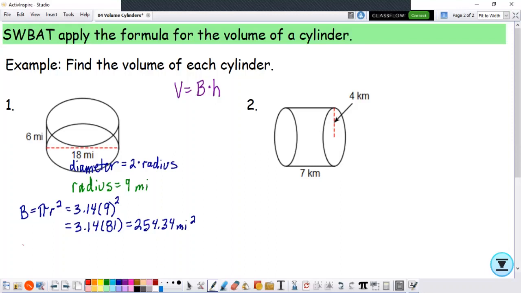The height of our cylinder is 6 miles. So our volume is going to be 254.34 times 6 for a total of 1,526.04 miles cubed.